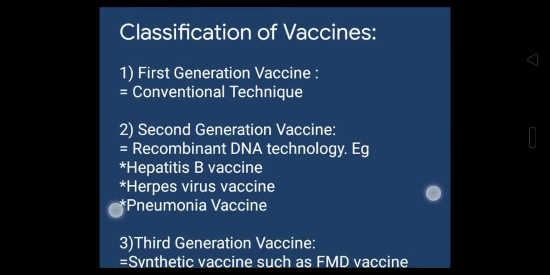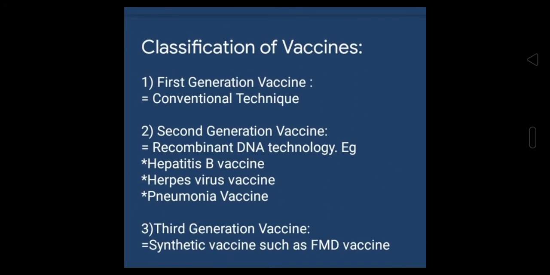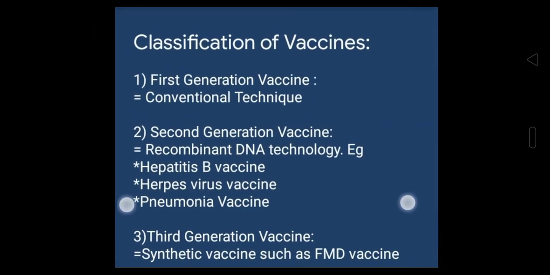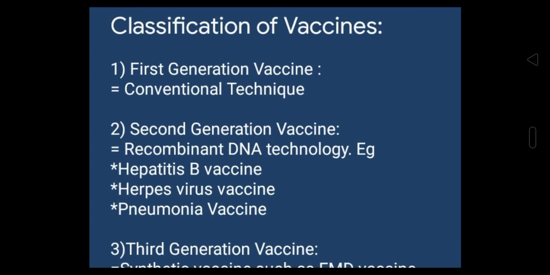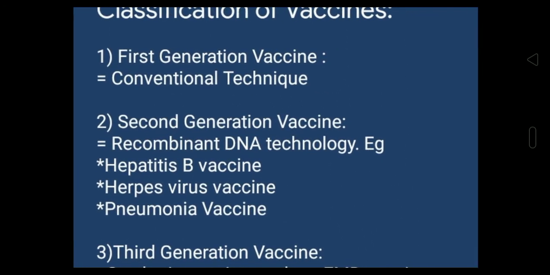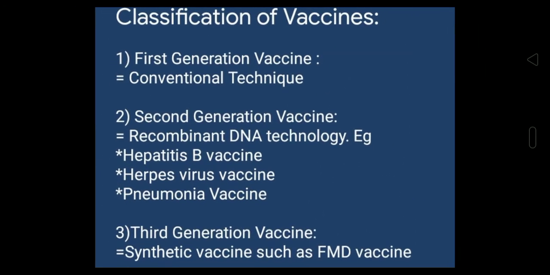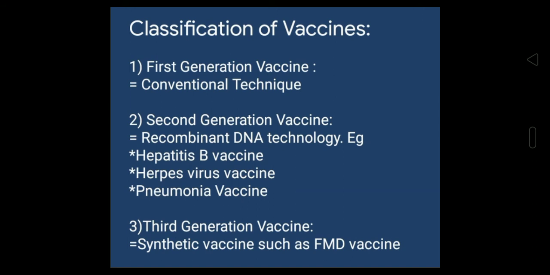Now let's see about the classifications of vaccine. There are three classes, and they are first generation vaccine, second generation vaccine, and third generation vaccine here. First one is prepared by conventional technique. Second one is by recombinant DNA technology, and in this, DNA amplification is done. So this is one of the important processes too. For example, your hepatitis B vaccine, herpes vaccine, pneumonia vaccine, and third generation vaccine, synthetic vaccine such as FMD vaccine. So these were the overall concepts on classification of vaccine.